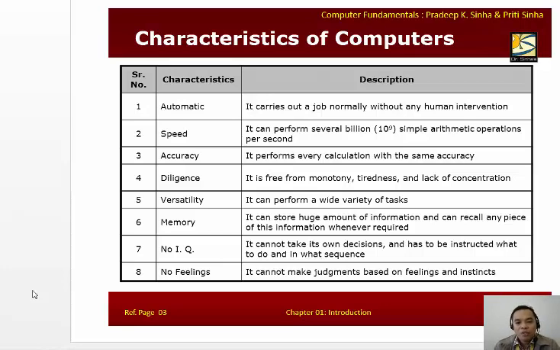Seventh, computers have no IQ. So a computer cannot make its own decisions. There must be instructions, programs, okay? What to do and in what sequence. There must be algorithms. And lastly, computers have no feelings. They cannot make judgments based on feelings and instincts. Even artificial intelligence devices have no feelings. So these eight are the characteristics of computers.